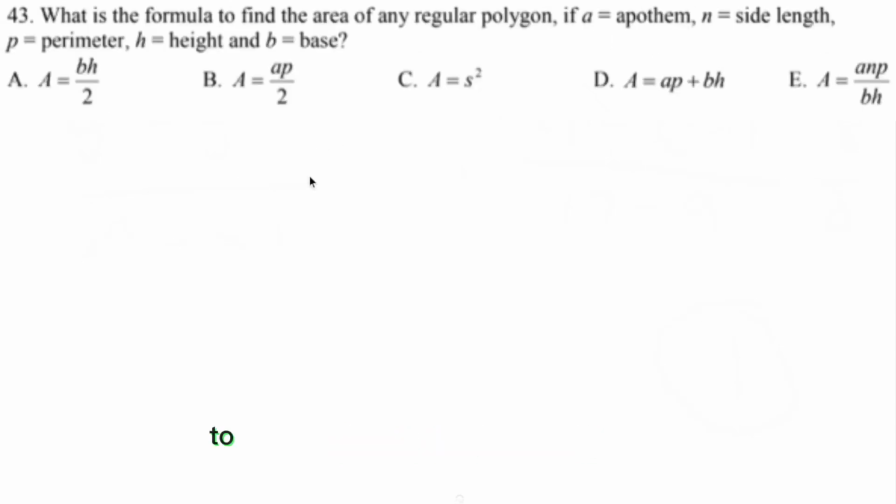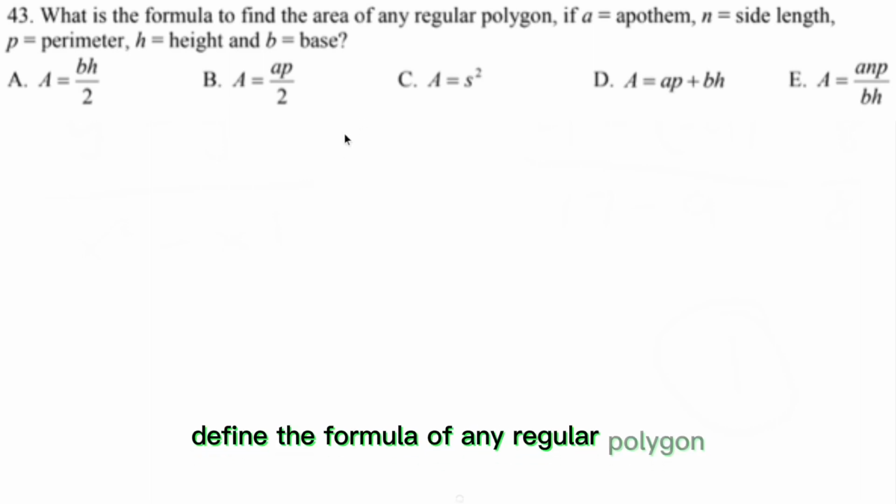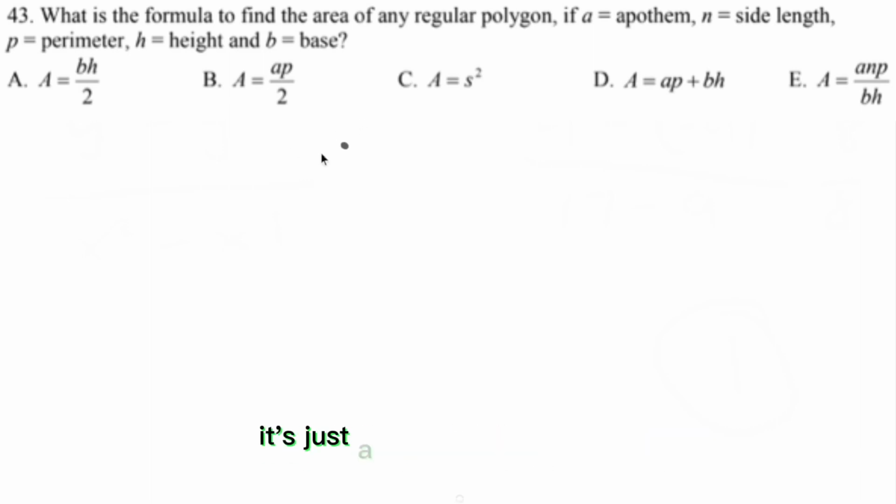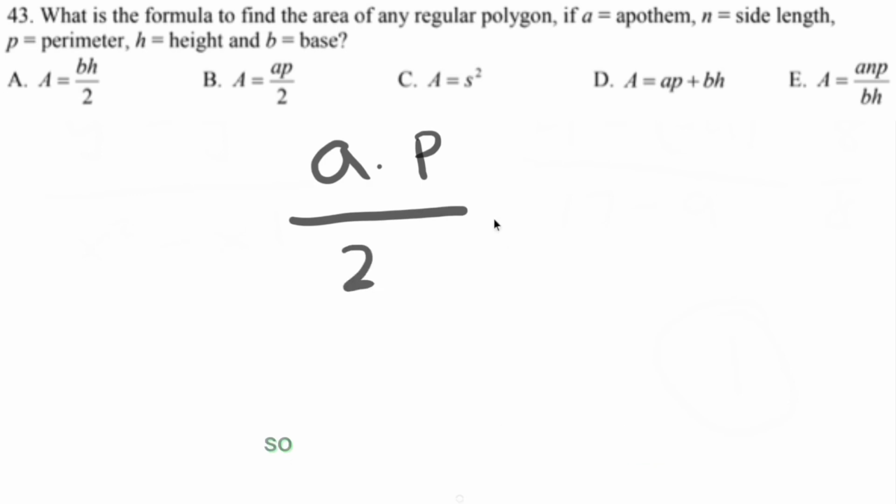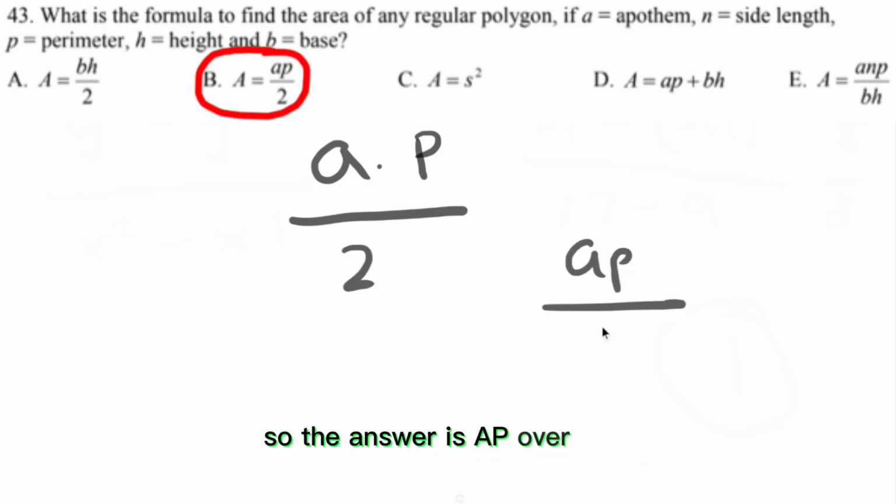43. What is the formula to find the area of any regular polygon if A equals apothem, N equals side length, P equals perimeter, H equals height, and B equals base? To find the formula of any regular polygon with your apothem, it's just A times your perimeter, and that's apothem times perimeter, divided by 2. So the answer is AP over 2.